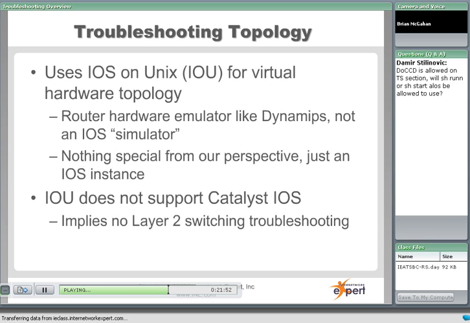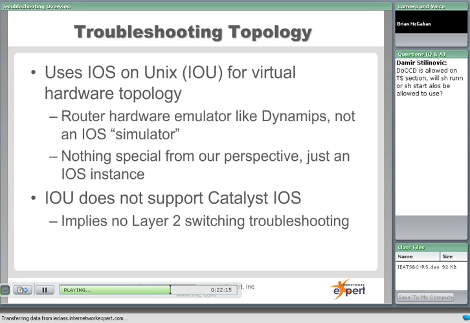So unfortunately, there's no way outside of Cisco, unless you work for advanced services or you're an SE, there's no way to get your hands on IOU. But again, from our perspective, it really doesn't matter. As long as you have access to IOS instances, whether it's through actual hardware or whether it's through virtualization like Dynamips or GNS3, it's going to be the same logic.